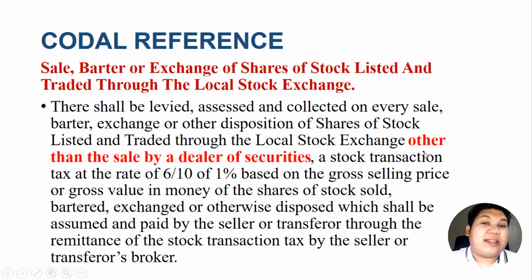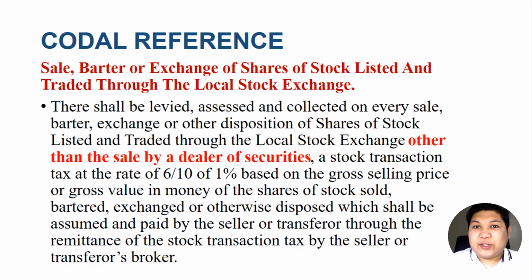Take note, other than the sale by a dealer. So meaning if you are a dealer in securities, this tax will not apply to you. This tax will only apply if you are not a dealer in securities. So what kind of tax? A stock transaction tax at the rate of 6/10 of 1%, based on the gross selling price or gross value in money of the shares of stock sold.